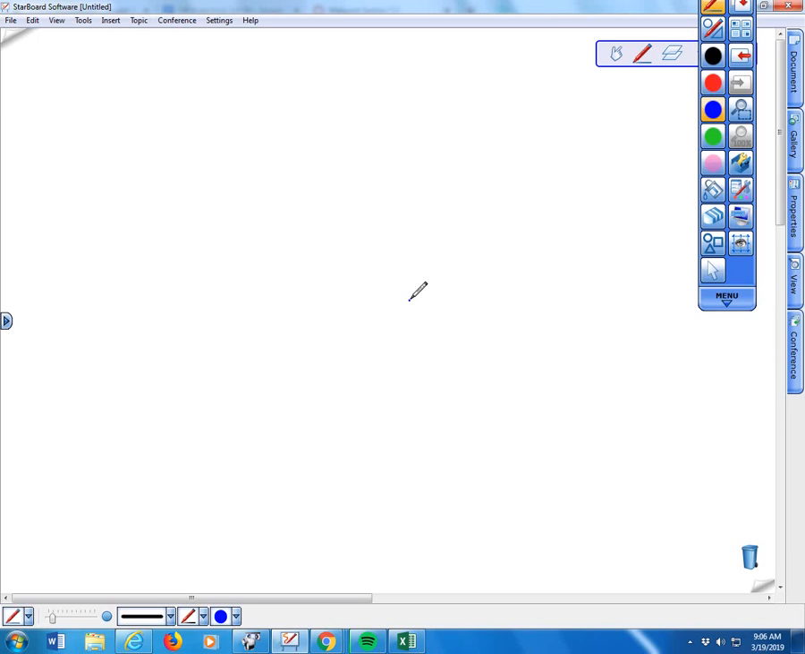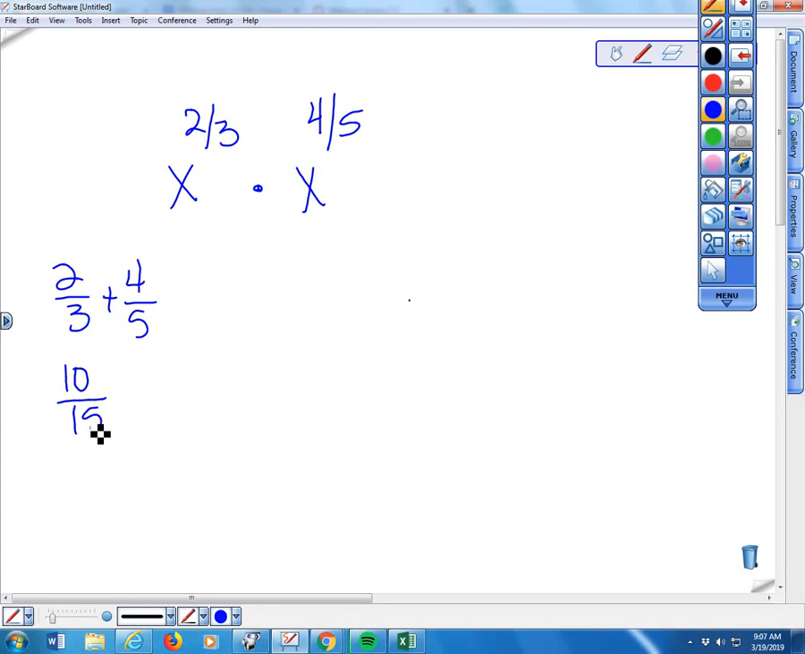So if I have x to the 2/3 times x to the 4/5, what do I do with the exponents? You add them. So I'm going to the side, I'm just going to write 2/3 plus 4/5. Okay, now I've got to get the common denominator, so this becomes 10/15 plus 12/15, right?